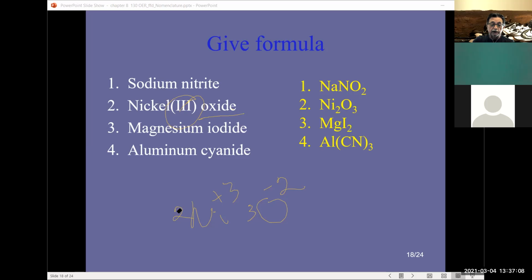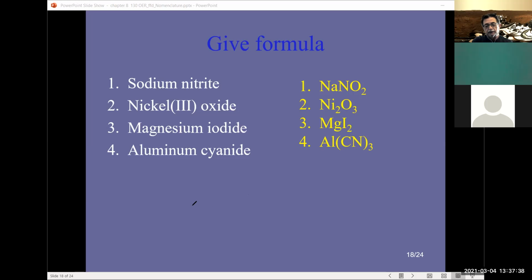Or you can recognize something here, that this becomes the subscript right here, and this becomes the subscript right here. Nickel 2 O3. So whichever way works for you is fine. Let me clear the drawings. My drawings are getting a little bit crazy.